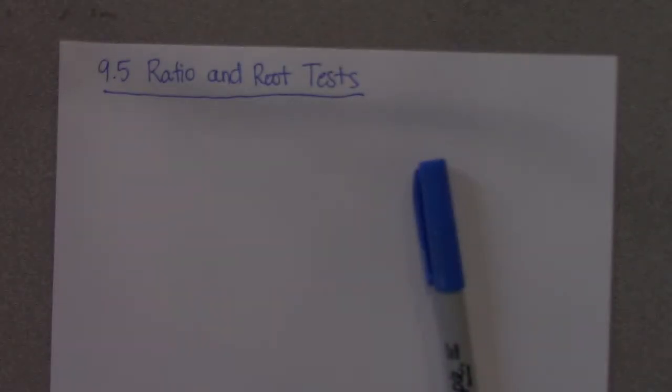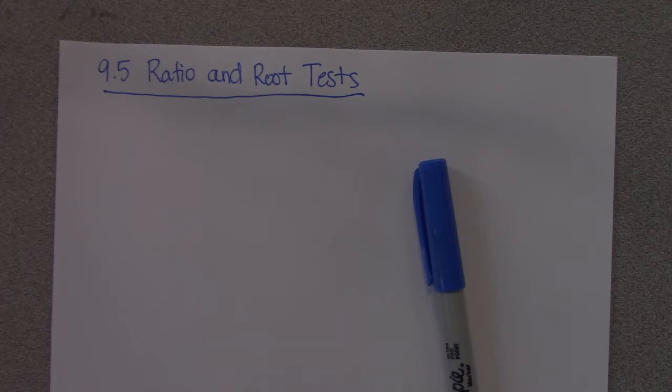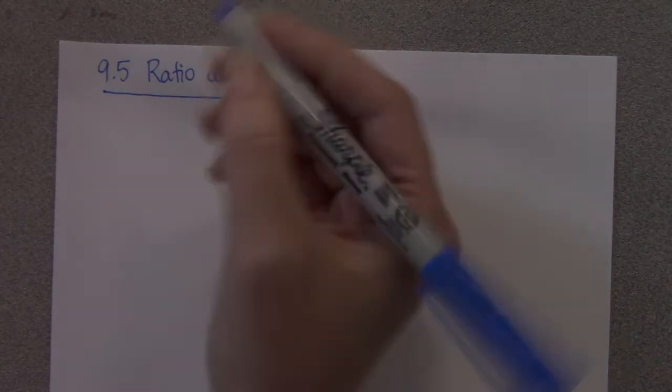So the ratio test in particular is one of my personal favorites, and I like to use it whenever I can. It's very, very useful, and when we get a little bit later down the road and we start talking about the radius of convergence, you have to perform the ratio test most of the time to test for that. So let's look at what this test does.